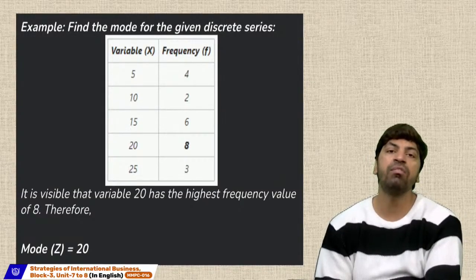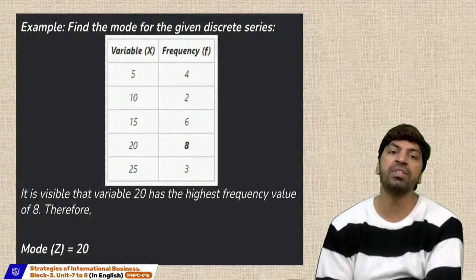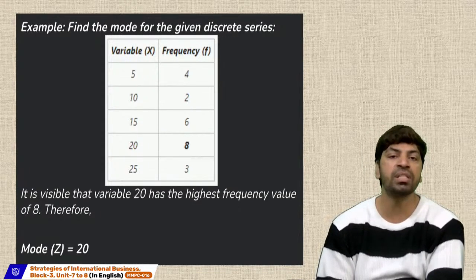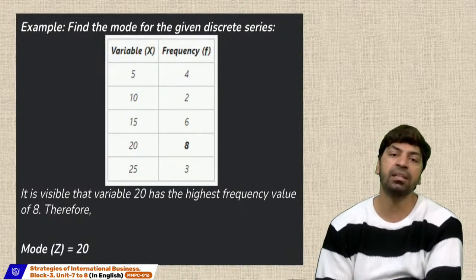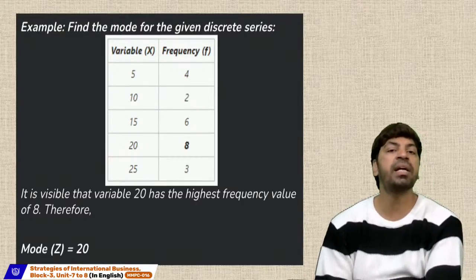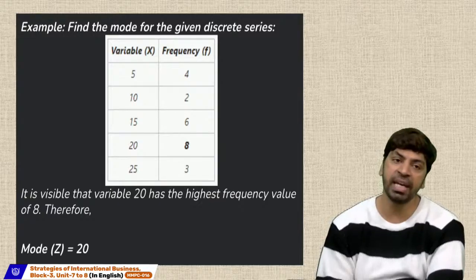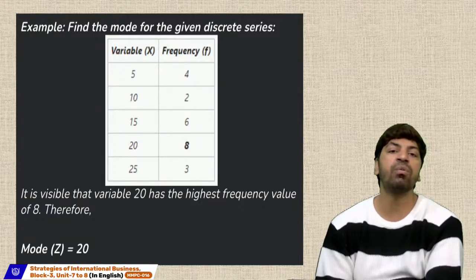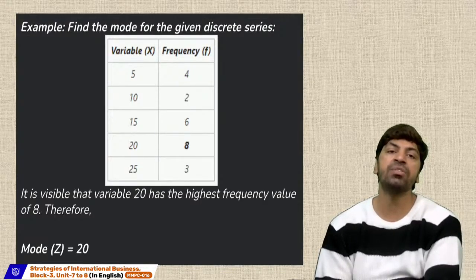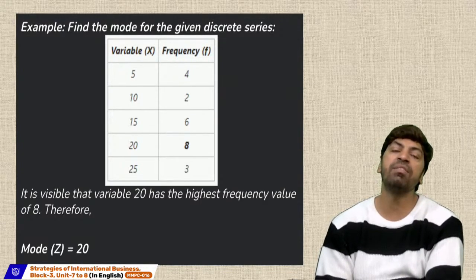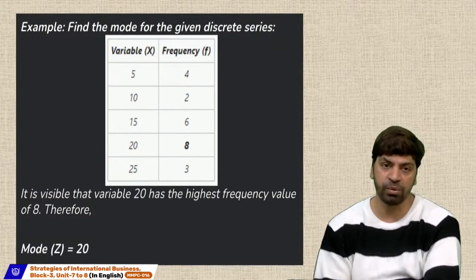Find the mode for a given discrete series, where the variable is already given: 5, 10, 15, 20, 25. The frequency is also given: 4, 2, 6, 8, 3. It is visible that the variable 20 has the highest frequency value of 8, hence the mode is equal to 20. If you look at the frequency, 8 is the highest value and the respective variable value is 20. That means 20 is the mode.